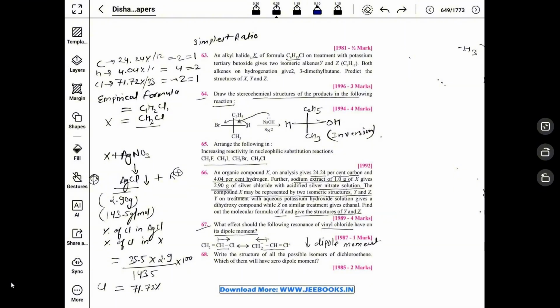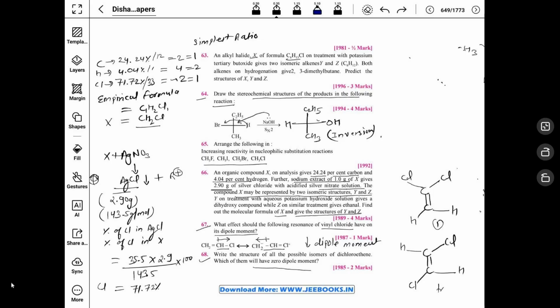Okay, now moving to next question, 68. Write the structure of all possible isomers of dichloroethene. Which of them will have zero dipole moment? So dichloroethene, two carbons are there, 1 and 2, double bond is there, and 2 chloro is there, and this is the hydrogen. So this is one structure, and another structure could be in this chloro you can put on different carbon with this trans geometry.